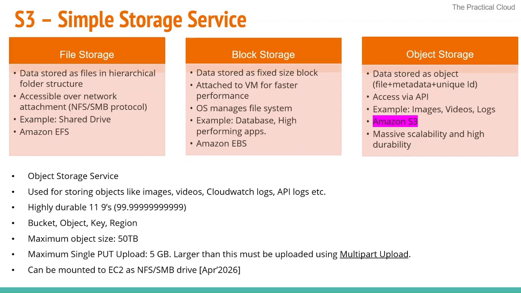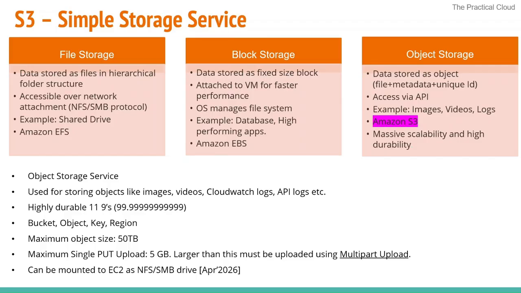In block storage, the data is stored as fixed size blocks. They get attached to our VM for faster performance. These file systems are managed by the OS itself. One example we can take is a database, because a database requires local storage access for faster performance. So Amazon EBS is the AWS service which provides the block storage option.